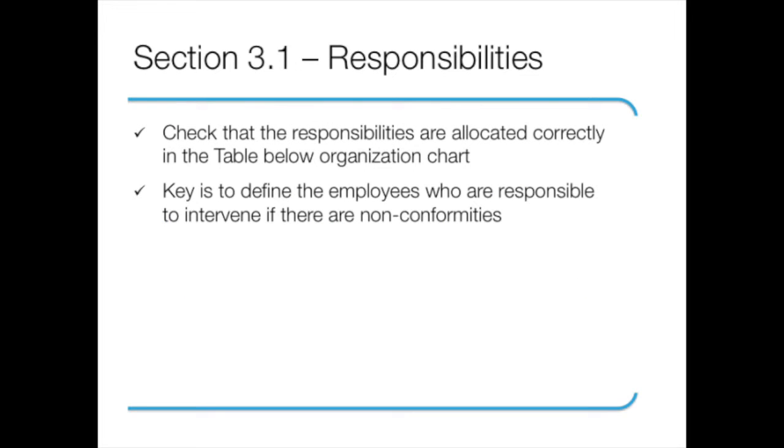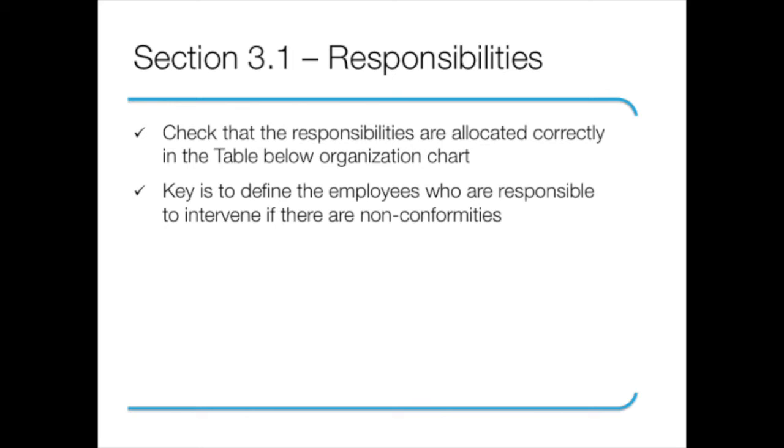After you've filled out the organization chart, make sure that the responsibilities in the table below are correct. Here the key is to make sure that you define the employees who are responsible to intervene if there are non-conformities. It's recommended that you authorize, and at the same time require every single employee to intervene if there are any major nonconformities. In a way, we have included this table just to support what we will do in the file Personnel Qualifications and Organization.